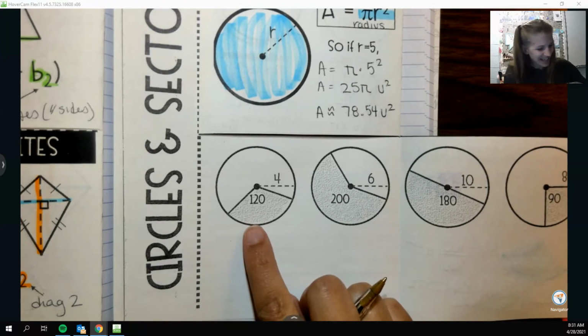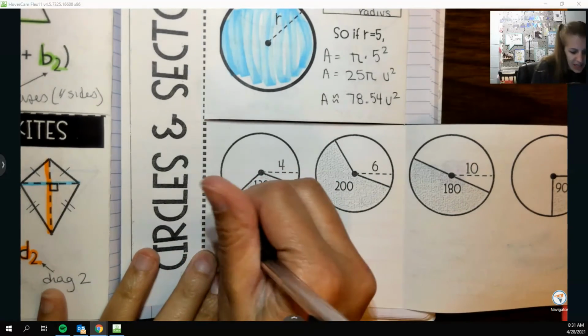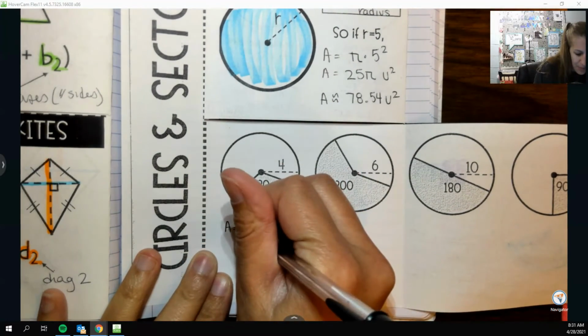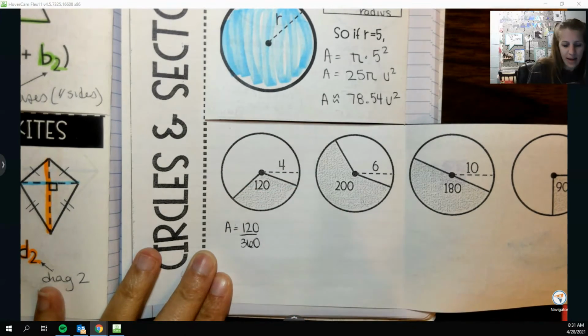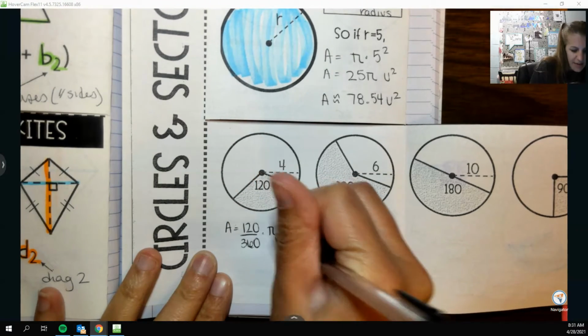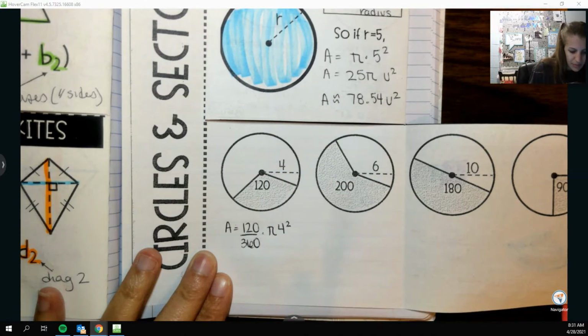Alrighty, so if this sector I want to find the area of is 120 degrees, we're going to do area equals 120 over 360, because that's how much of the circle I want, times the area of it, pi r squared, which they're showing me that the radius is 4.